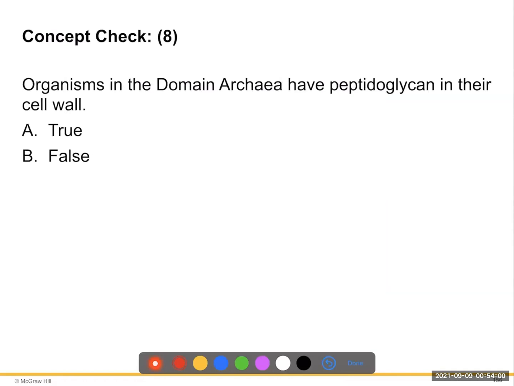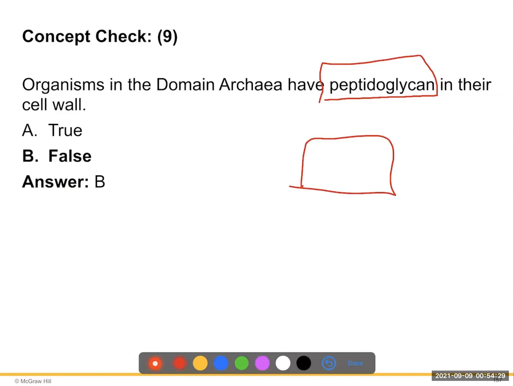Okay, organisms in the domain archaea have peptidoglycans in their cell wall. True or false? False. They do not. The only thing that has peptidoglycans is prokaryote bacteria, right? Because they make the cell wall. There are no cell walls in archaea or eukaryotic cells. No, the answer is B, it is false. Peptidoglycans are found in cell walls. In gram positive, they're really thick. In gram negative, they're really thin. Okay, and in the archaea, just like in eukaryotes, there is no cell wall.